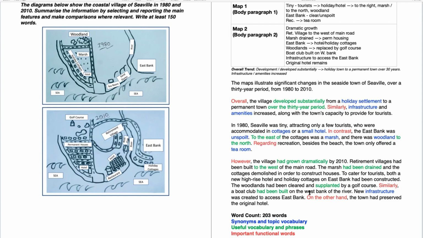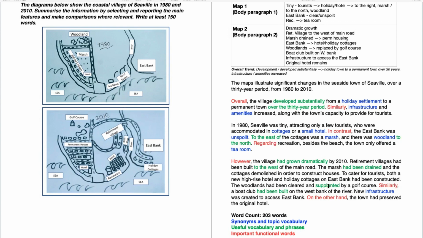And then this last paragraph is very important, especially for grammatical range and accuracy. You see how everything is the past perfect passive. So the village had grown dramatically by 2010. Remember, we're talking about something in the past. So it had grown dramatically. To the west again, and we see the marsh had been drained. Remember, we don't know who drained it. It is not important. What is important is that the marsh had been drained.